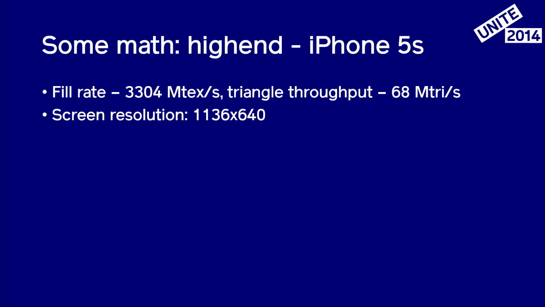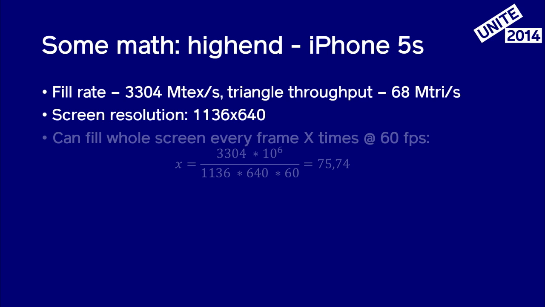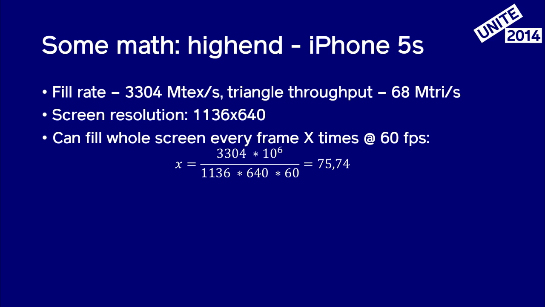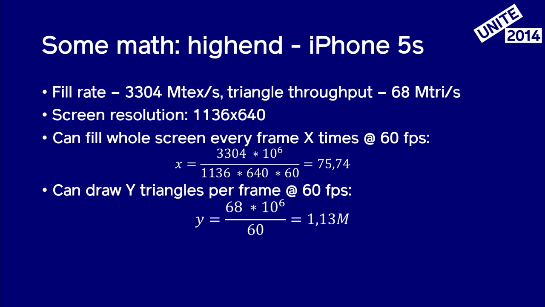Based on those stats, which you can find for every mobile in their tech specs, you check its screen resolution, and you can just calculate yourself how many times you can fill the whole screen. In this case, you just divide fill rate by resolution multiplied by your frame rate. If you just need a lower frame rate, like 30, it will be double that. So the iPhone can fill the screen 75 times every second. That's super great. Same for triangles. We have over 1 million triangles every frame, which a few years ago was probably what PCs had.